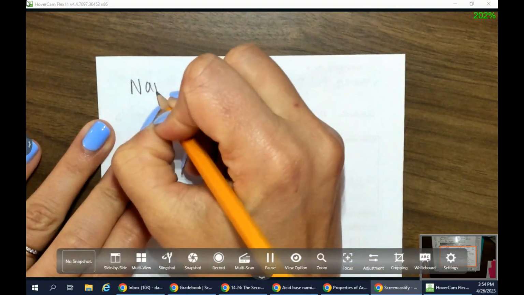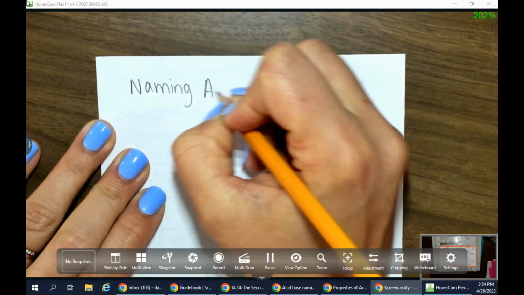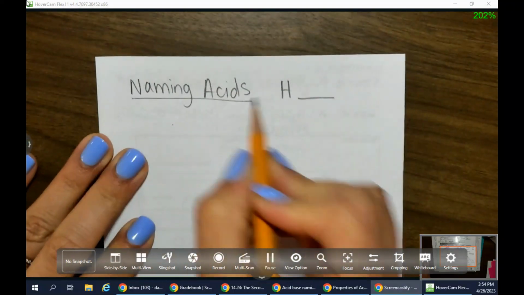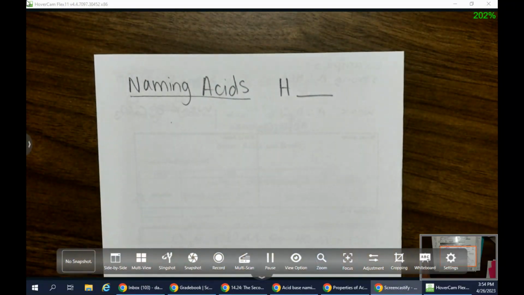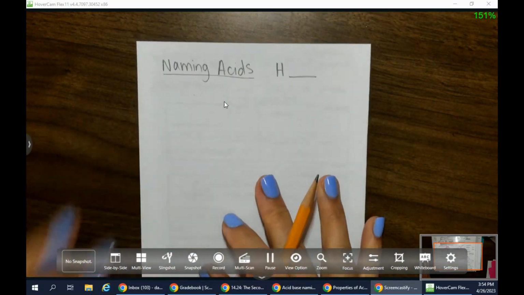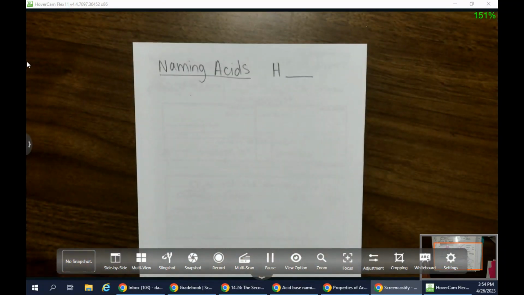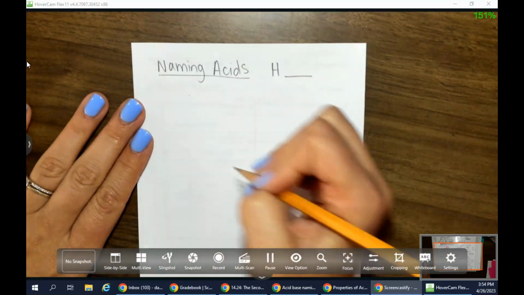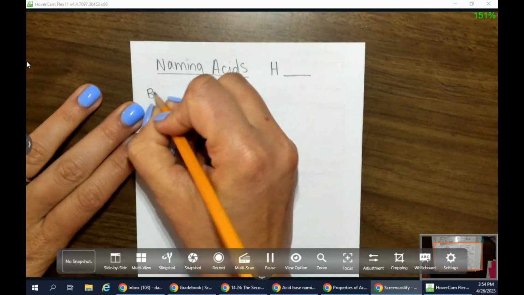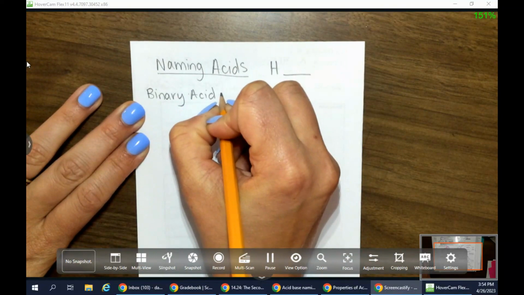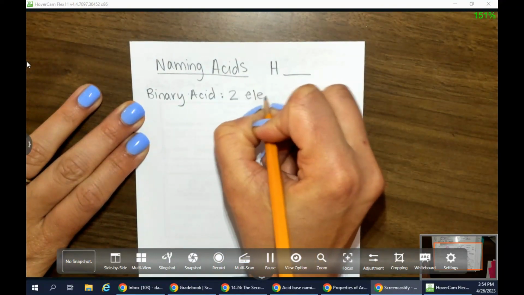So naming acids. We already said acids are the ones that have an H in the front. You can kind of rely on that, okay? When you go to name acids, you have two categories of acids that we're dealing with, okay? We have binary acids and we have ternary acids. Just like when we were studying how to make our little compounds, binary means how many elements? Two, exactly. So we have binary acids. Those consist of two elements.